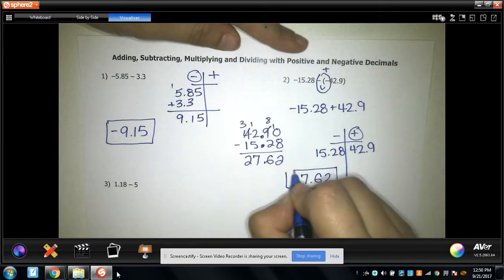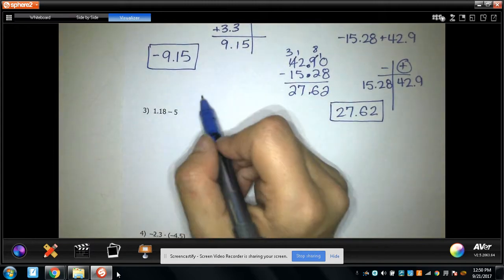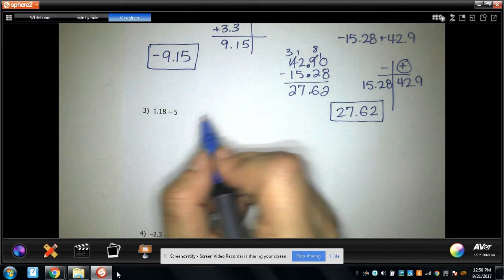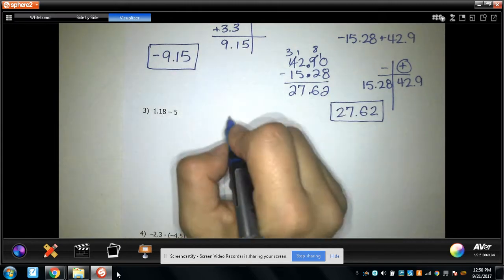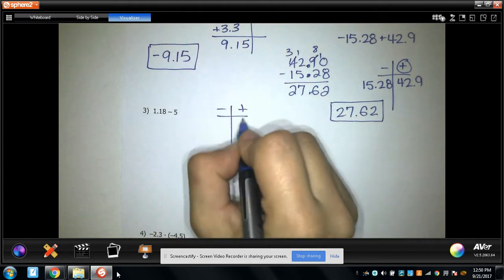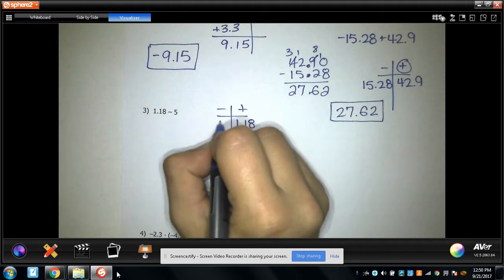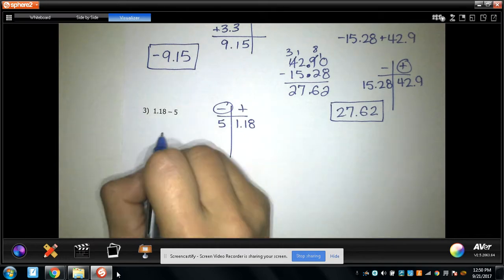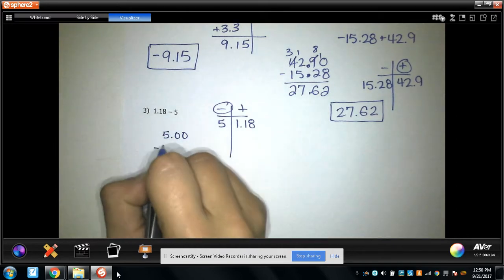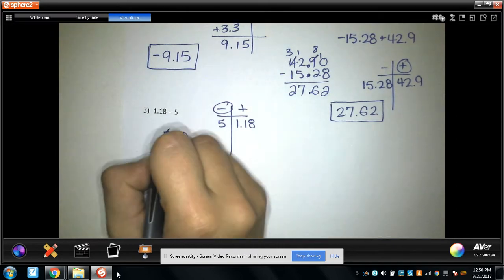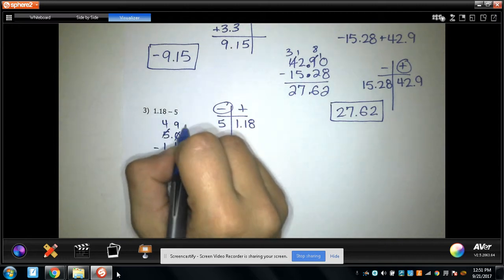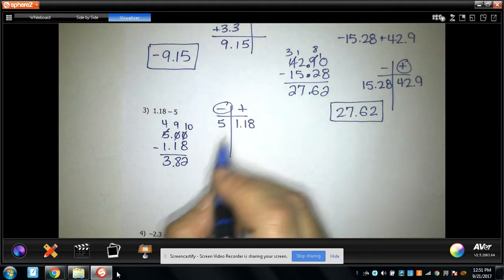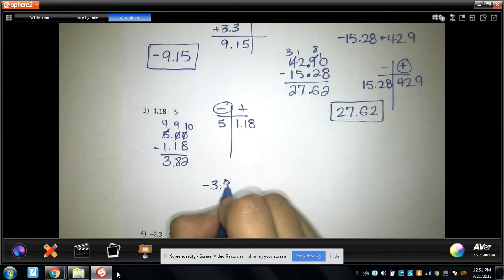All right. Over here, be careful. It's really easy to mess this one up because your brain wants to do 5 minus 1.18. But if you look at a scoreboard, the negatives win. So my answer has to be negative. So you do want to subtract, but remember that your answer at the end has to be negative. So my answer is going to be negative 3.82.